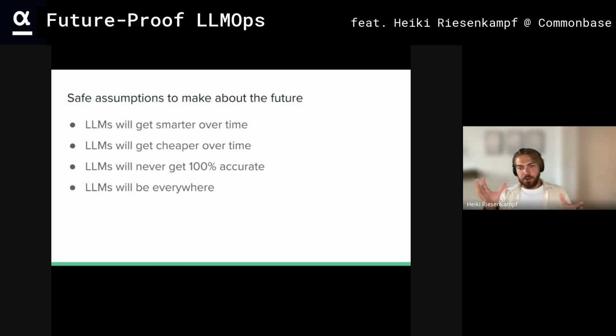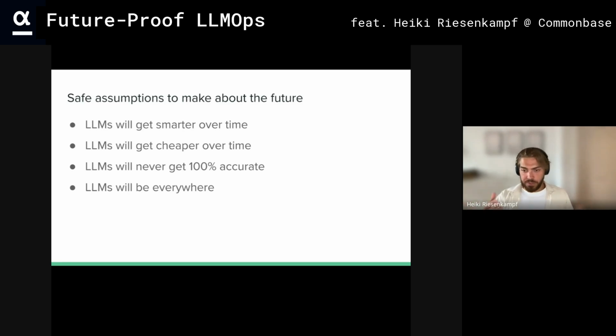And maybe, getting back to the safe assumptions about the future, we already talked about LLMs being everywhere. That I'm absolutely sure of. I think we already can see them everywhere. LLMs will never be 100% accurate, and that's the case with machine learning. It has been the way machine learning has been, and will be the way machine learning will be. So even if you have accuracy of 99%, you always need to think about what happens with that 1% where the output is not what you expected.